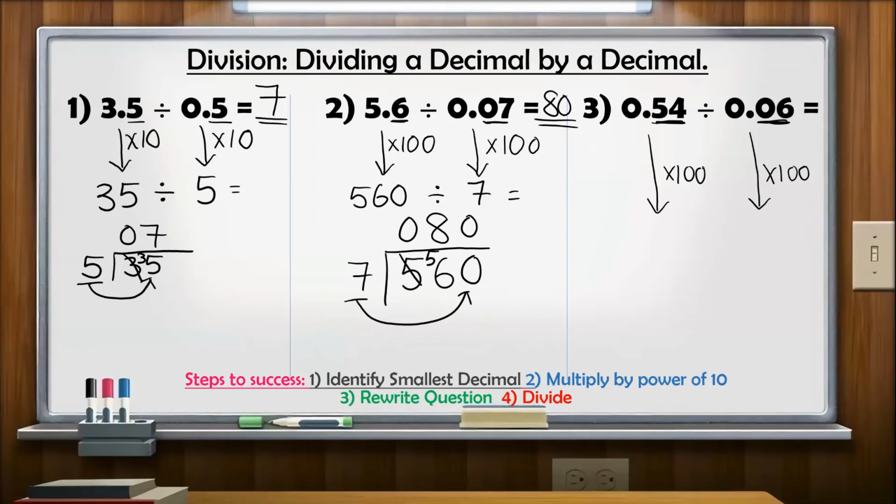So I'm going to now rewrite my question, which is step 3. 0.54 times 100 is 54. 0.06 times 100 is 6. And the question is now 54 divided by 6. Finally, I'm going to do the division. So I have 54 divided by 6. And if you know your 6 times table, 54 divided by 6 is 9. So the answer to 54 divided by 6 is the same for 0.54 divided by 0.06. And the answer is 9.